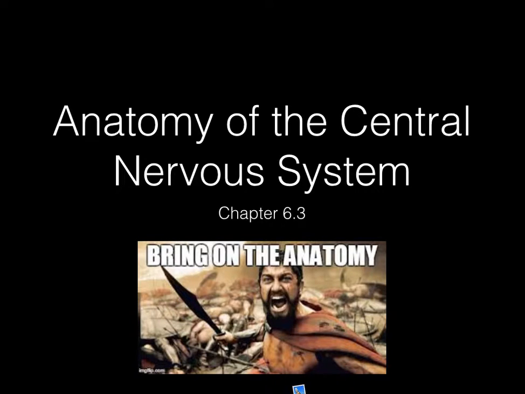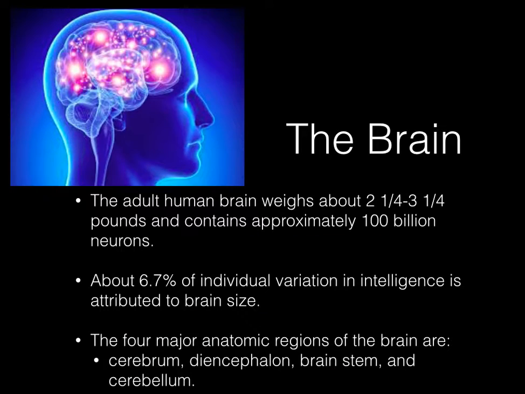Hello, future scientists. Today we're going to talk about the anatomy of the central nervous system, the structures of the brain. Previously we talked about the synapses and how our brain sends messages to our muscles. But today we're going to talk about the different components of the brain and what each of those components does. Okay, so let's get started.